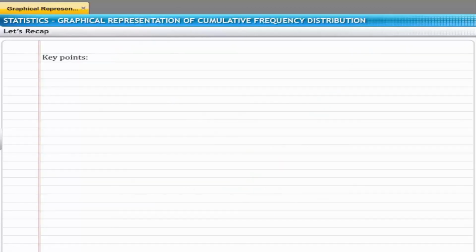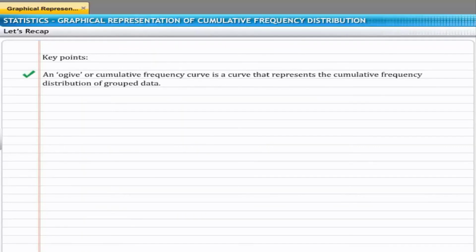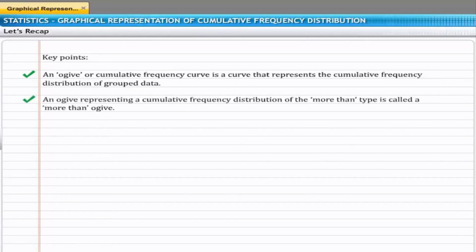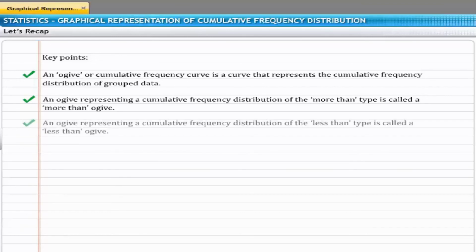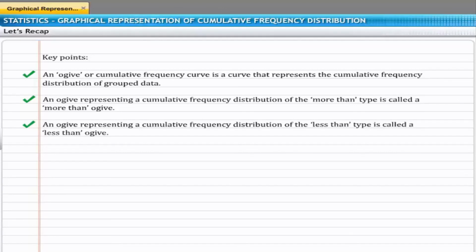You have reached the end of this section. Before moving on to the next section, let's recap the key points covered. An ogive, or cumulative frequency curve, is a curve that represents the cumulative frequency distribution of grouped data. An ogive representing a cumulative frequency distribution of the more than type is called a more than ogive. An ogive representing a cumulative frequency distribution of the less than type is called a less than ogive.